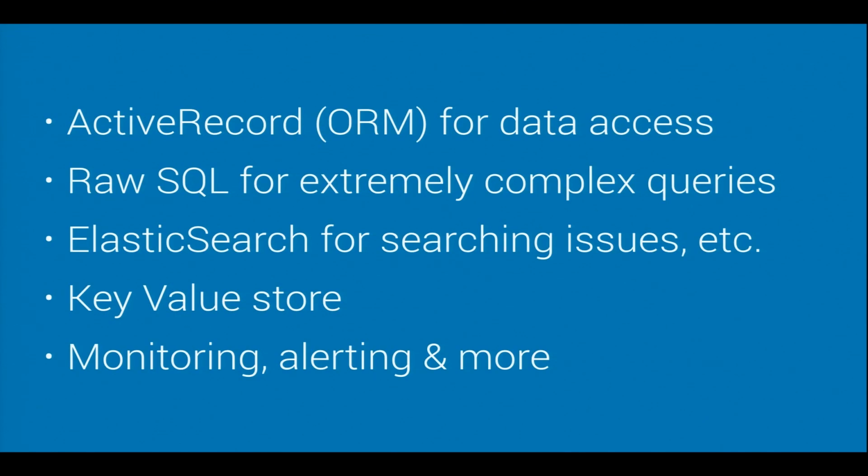So we're still a Rails app, so ActiveRecord is our ORM for data access. Sometimes it's raw SQL, there's things like Elasticsearch, Redis, key value store, monitoring. Every person that wanted to build a feature on GitHub.com had to understand basically stem to stern how to do this thing while millions and millions of people are touching it every day, right?